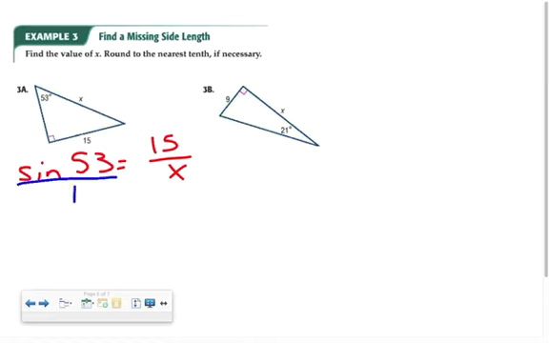And one of the things that you want to be mindful of is, think of this sine 53 as being over 1. Way back in Algebra 1, one of the properties that you learned of proportions, which is what I'm looking at right now, is that you're allowed to interchange things across the diagonal, and it's equivalent. So I'm going to switch the x and the sine 53 and get that x equals 15 divided by the sine of 53, which in my calculator is 18.8.